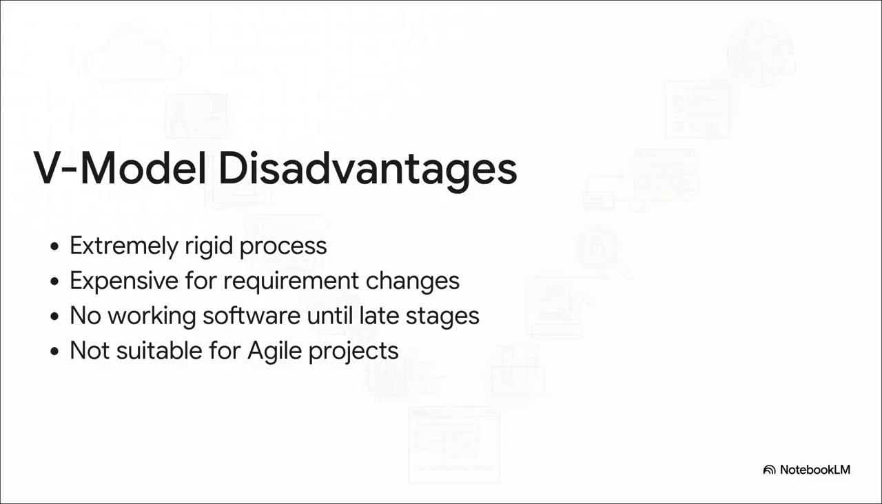But, of course, we have to contrast those strengths with the model's major weaknesses. The V model is extremely rigid. Once you travel down the V, going back up to change a core requirement is incredibly expensive and difficult. Furthermore, there's no working software to look at until very late in the cycle. Because of this lack of flexibility, the V model is a terrible fit for fast-paced agile projects where customer requirements are constantly shifting and evolving from week to week.